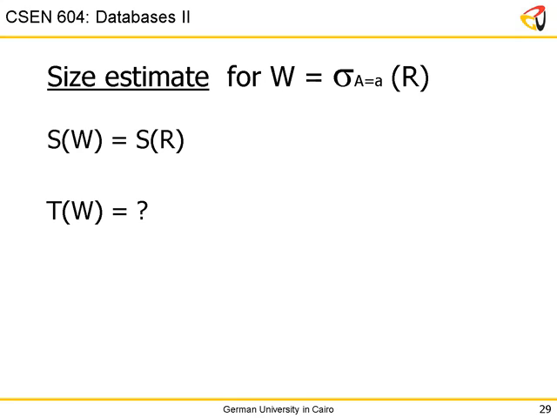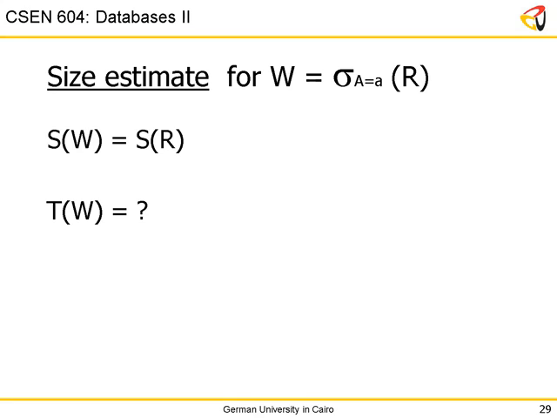Now, since this is select star with no projection, the size of the result set, W, is going to be the same as the size of R in terms of row size. So S of W is equal to S of R. Now, the important question here is how many rows will be in the result set? What's T of W? Here we start seeing the estimates I was referring to before.